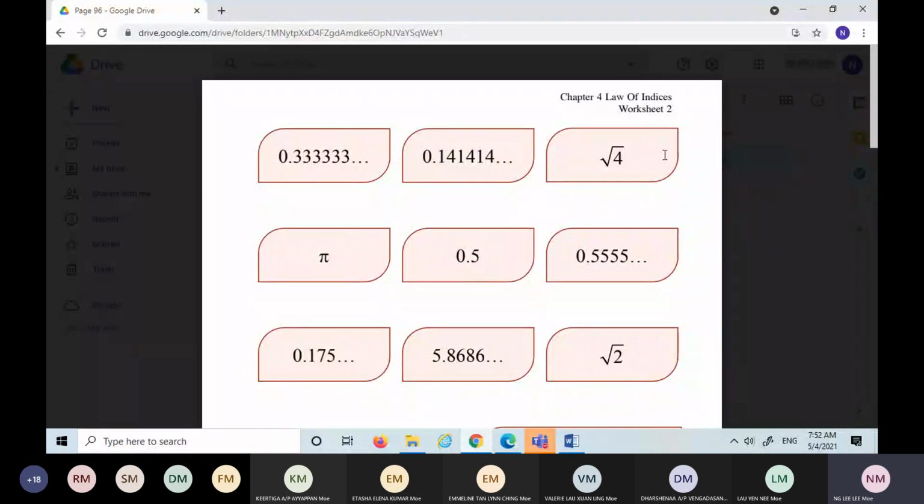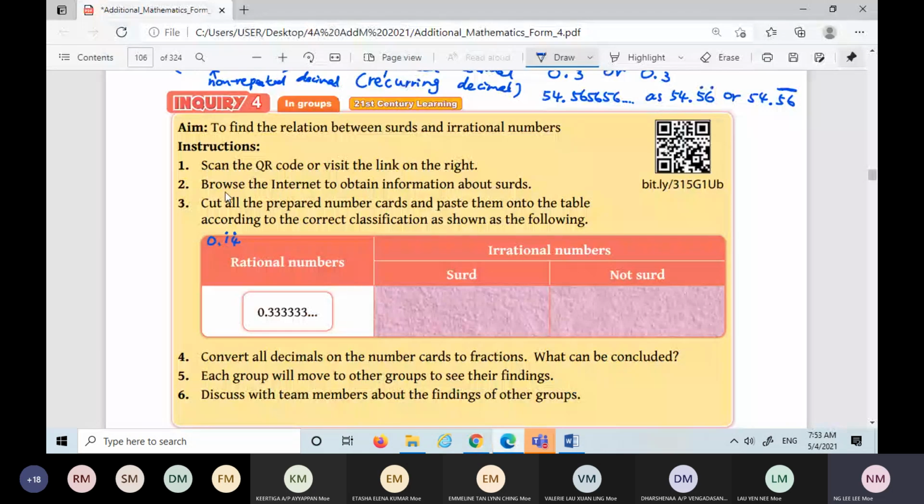Can you solve for me? I mean, simplify it. Square root of 4. What's the answer? 2. Okay, very good. So is 2 a rational number or irrational number? Rational number. Okay, so 2 is a rational number. Therefore, square root of 4 is a rational number.